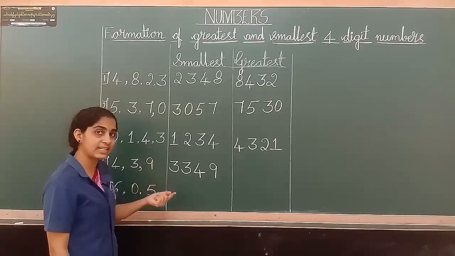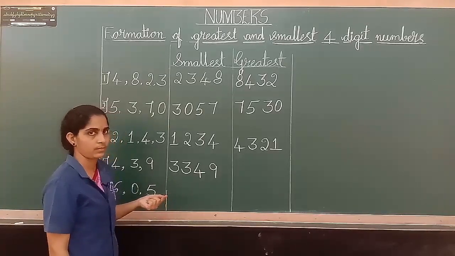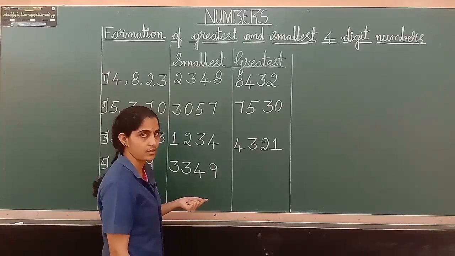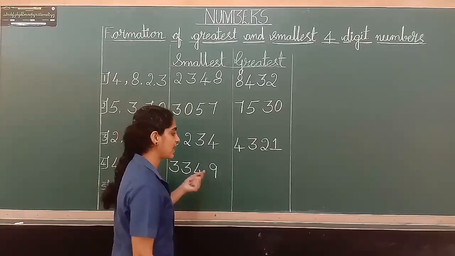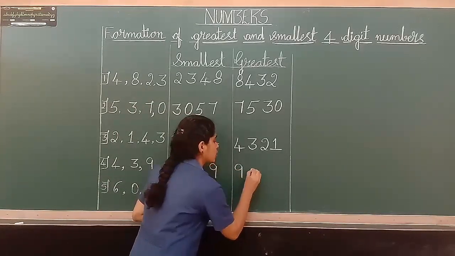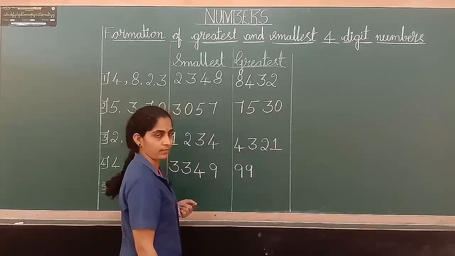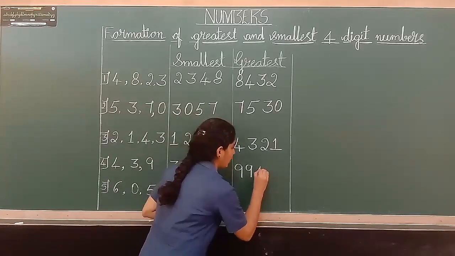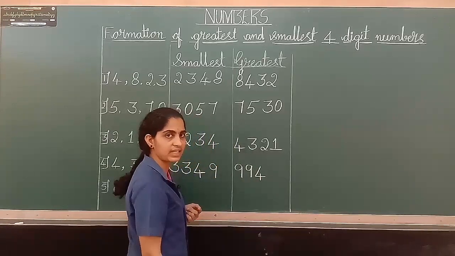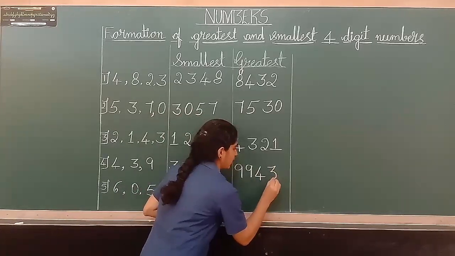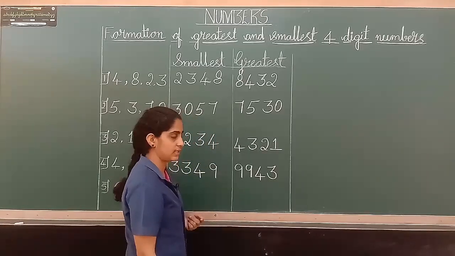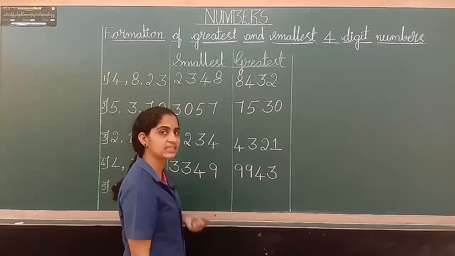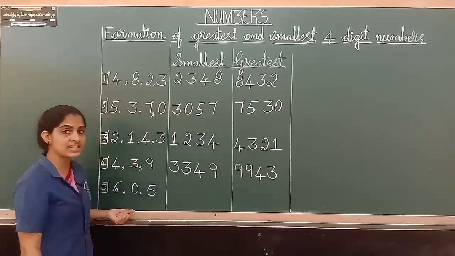Let us write the greatest 4-digit number. We have to repeat the greatest digit, right? So which is the greatest digit? 9. So we have to write 9 two times. Now which is the next greater digit? We have 4. So 4 we have to write next. And remaining is 3. So we got the greatest 4-digit number 9943.